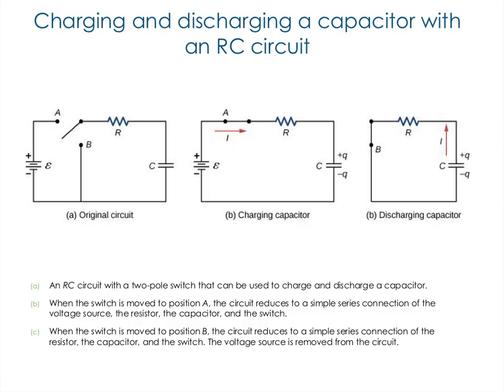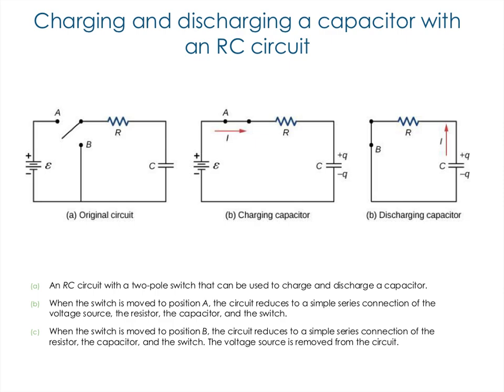Basically, when we're talking about an RC circuit, R stands for resistor and C stands for capacitor. So the two things we might be doing are either charging a capacitor or discharging a capacitor. If we charge the capacitor, we need a battery. If we discharge a capacitor, we don't need a battery.